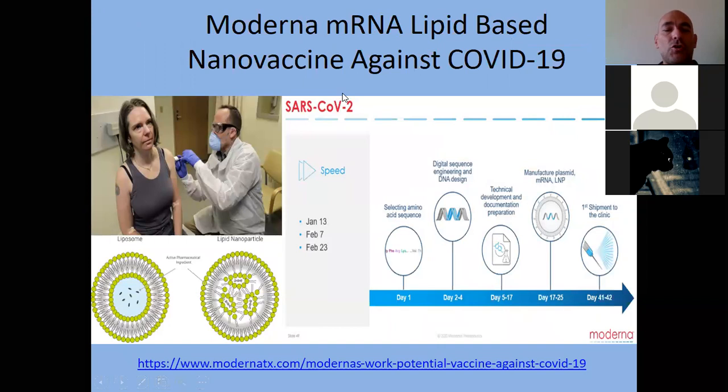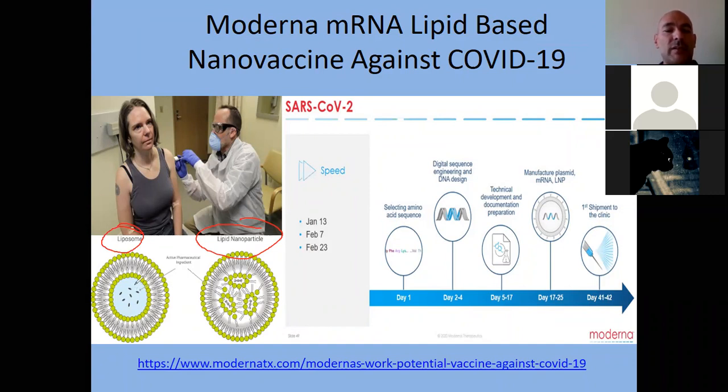This one has been also in the news a lot. This is probably one of the most advanced, from this company, Moderna. And in this case, Moderna has developed a lipid nanoparticle, a lipid nanovaccine against coronavirus. And what is the difference between a liposome and a lipid nanoparticle? I kind of give you here the structure, okay?